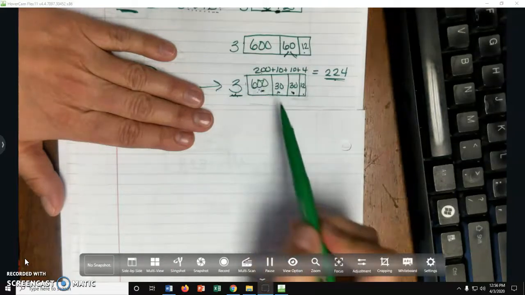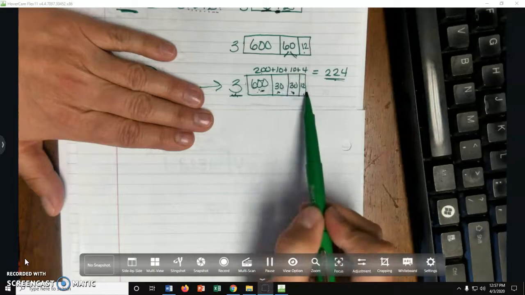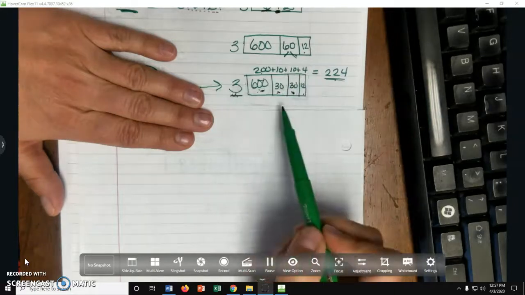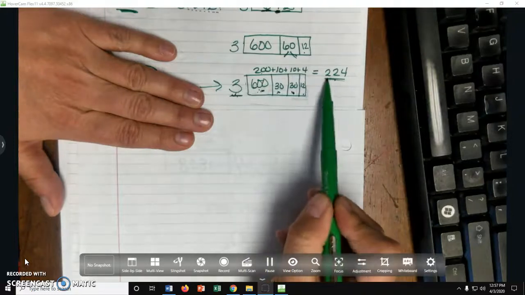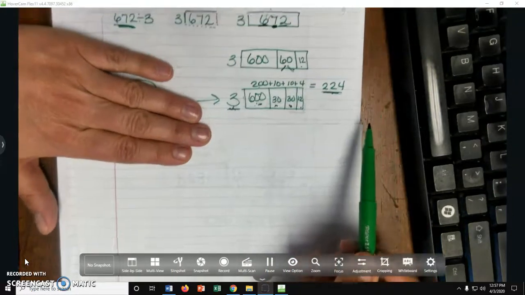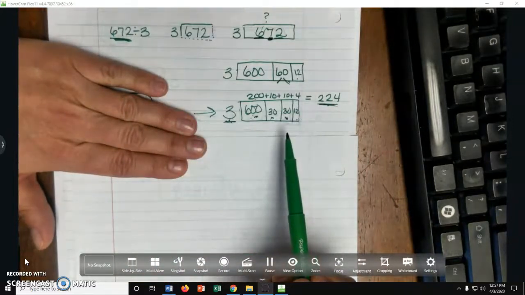600 divided by 3 is 200, 30 divided by 3 is 10, 30 divided by 3 is 10, and 12 divided by 3 was 4. I'm adding up those parts, and I get an answer of 224. So 672 divided by 3 equals 224.